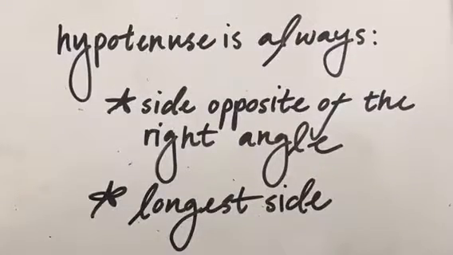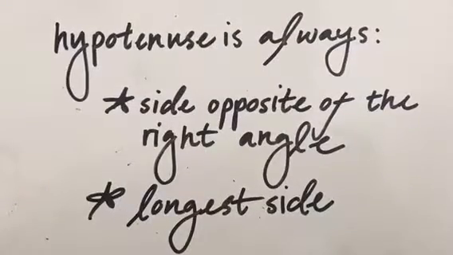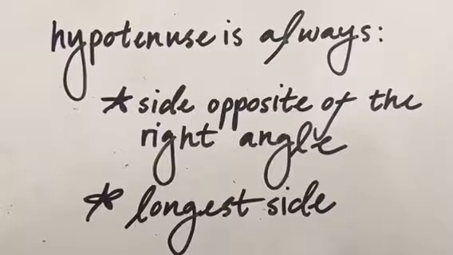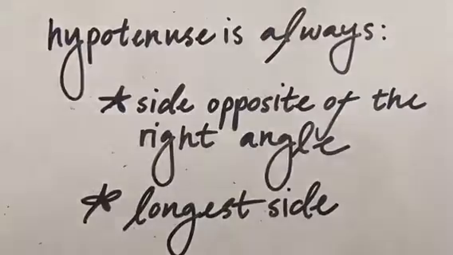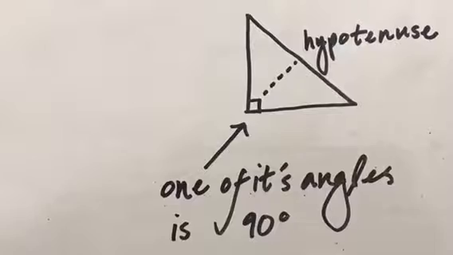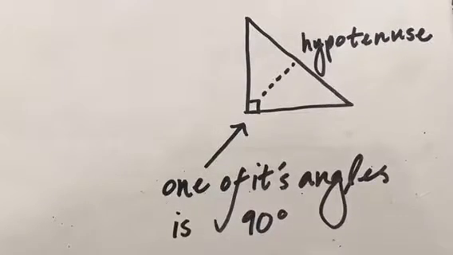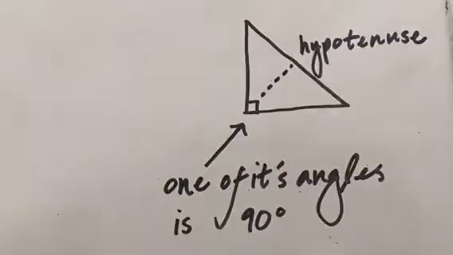How you can tell this is the hypotenuse is that the hypotenuse is always two things. It's the side opposite of the right angle and it's the longest side of the triangle. In this pictorial representation, you can see that right across from the 90-degree angle is the hypotenuse.